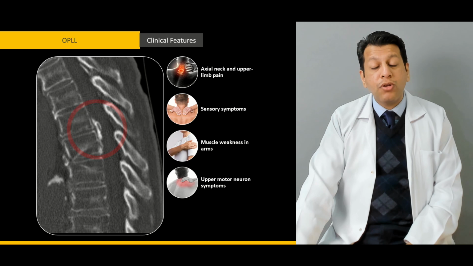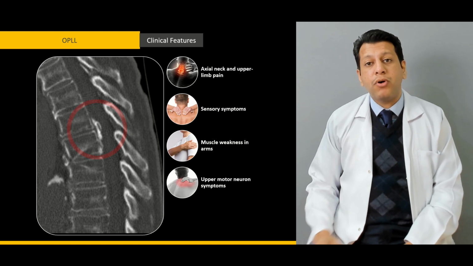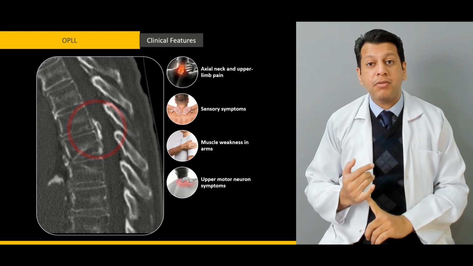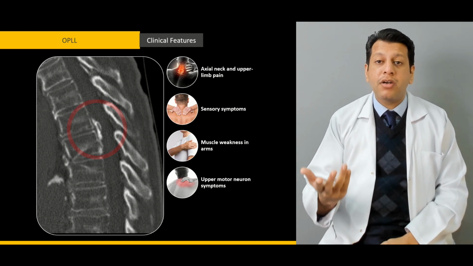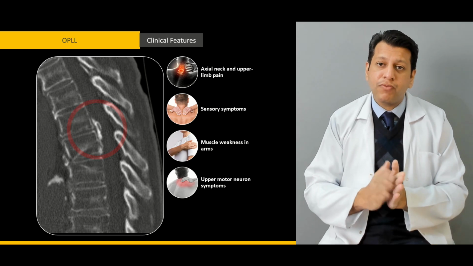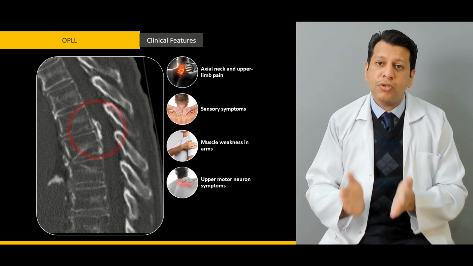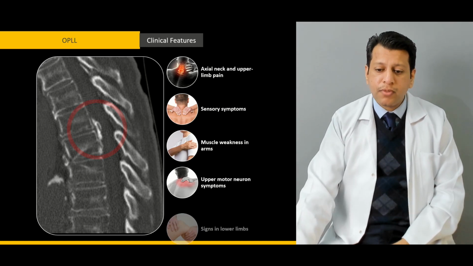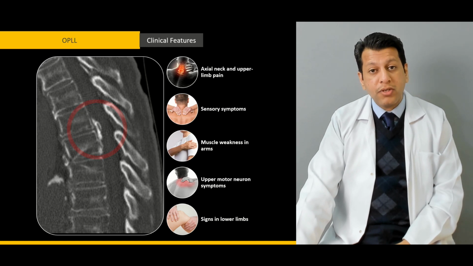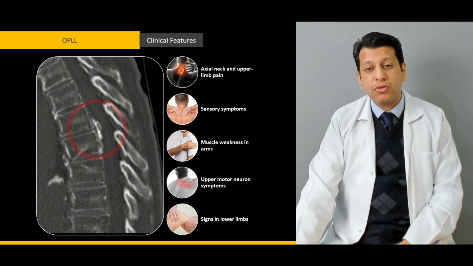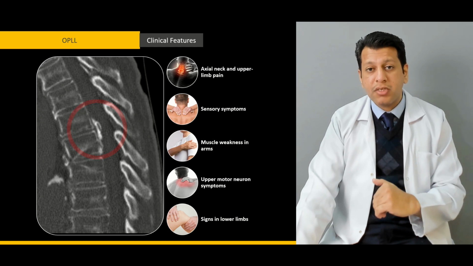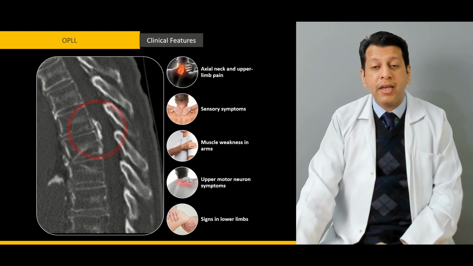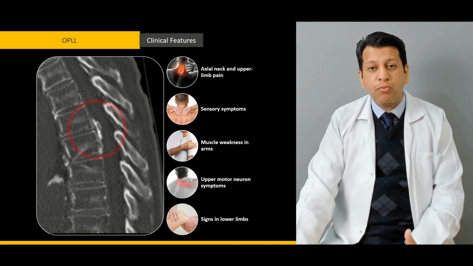There may be upper motor neuron symptoms. As I told you, there may be positive Hoffman sign, positive Romberg sign, positive Hand sign, or there may be inverted reflex as well. All these symptoms of cervical myelopathy can overlap due to ossification of posterior longitudinal ligament. There may be signs in the lower limb as well. What is important to know is that ossification of posterior longitudinal ligament in the lumbar spine may lead to lumbar stenosis and may present with signs and symptoms of an awkward gait or inability to walk properly.